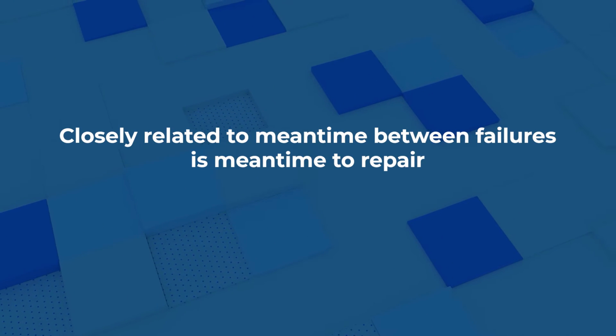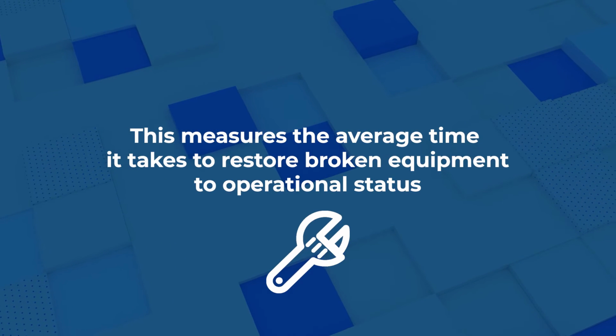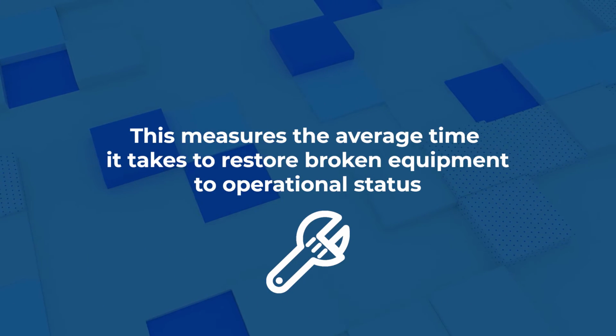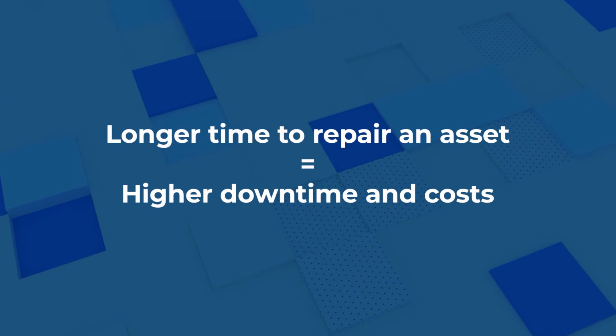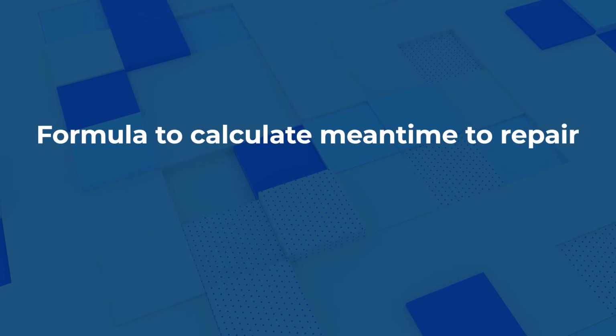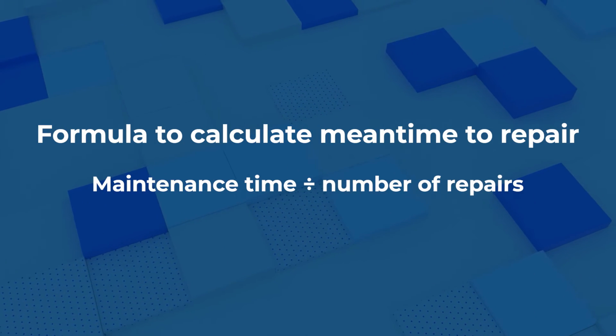Closely related to mean time between failures is mean time to repair. This measures the average time it takes to restore broken equipment to operational status. The longer it takes to repair an asset, the higher the downtime and related costs. The formula to calculate mean time to repair is maintenance time divided by number of repairs.